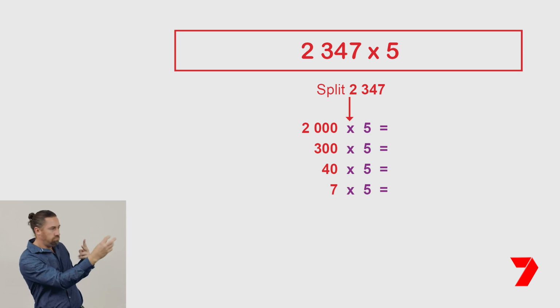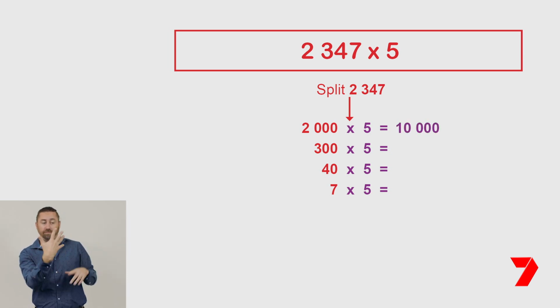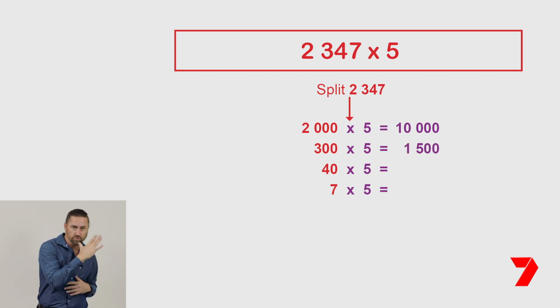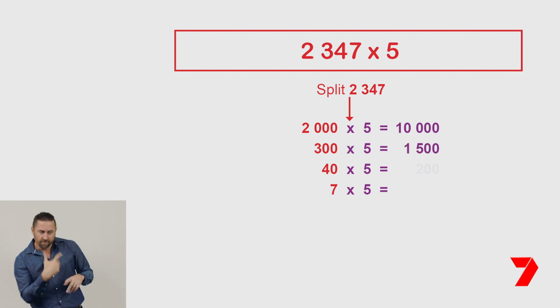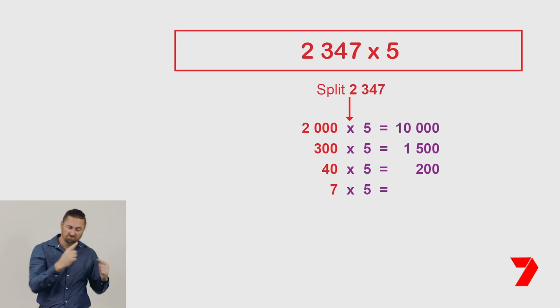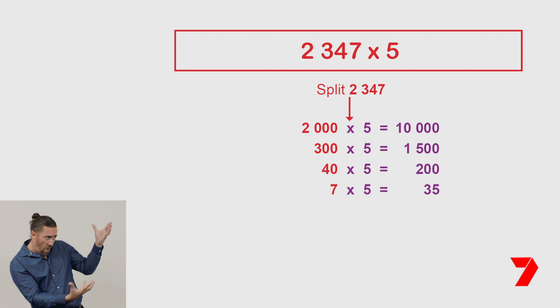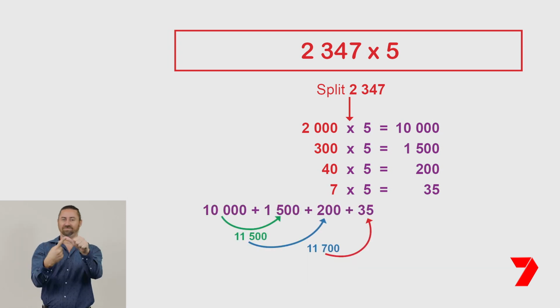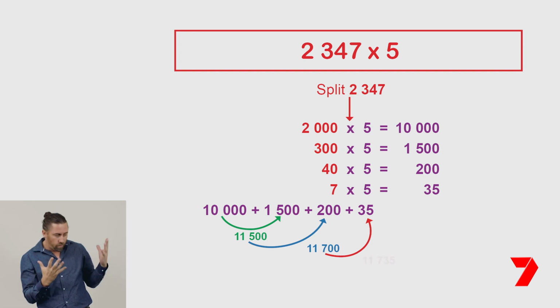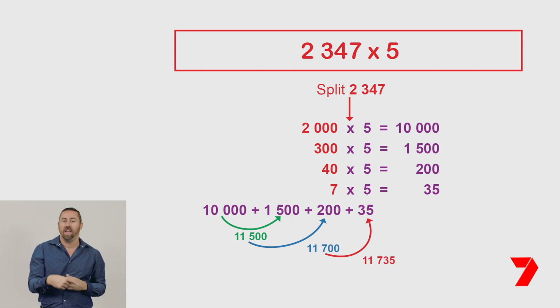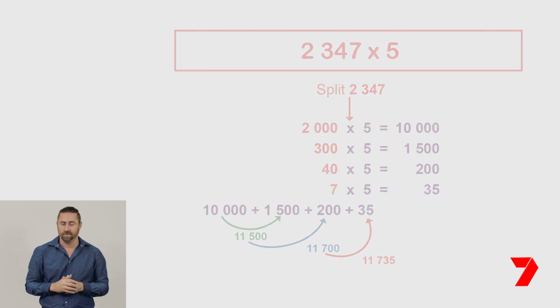So we know 2,000 times 5 equals 10,000 and 300 times 5 equals 1,500. We also know 40 by 5 equals 200 and lastly 7 by 5 is 35. Finally, we add those values together to get our final answer. So 10,000 plus 1,500 plus 200 plus 35 is equal to 11,735.